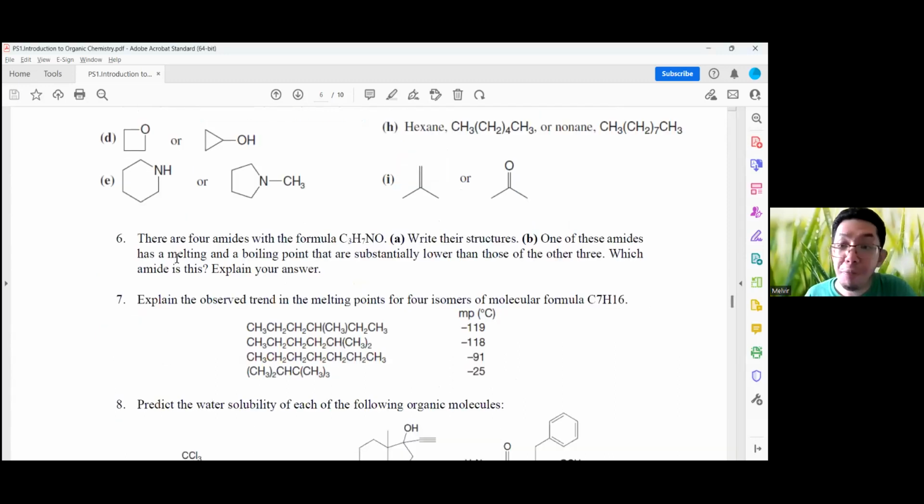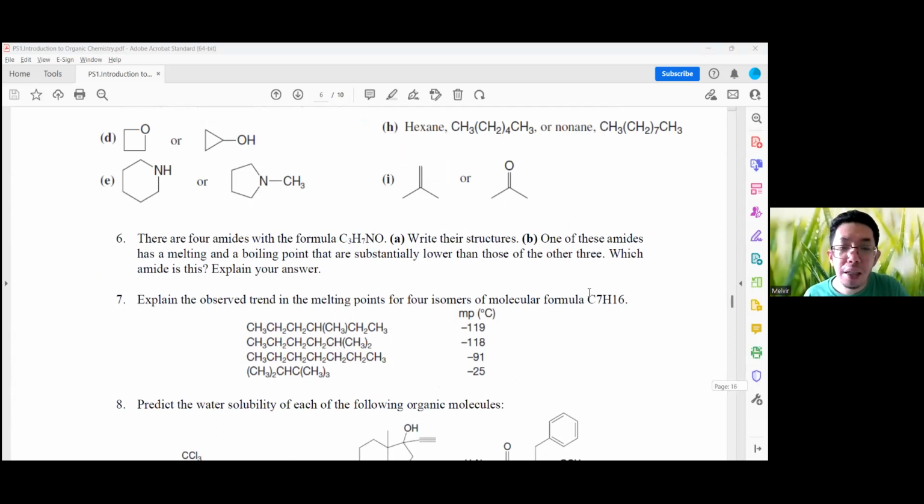There are 4 amides. So this time, Josh, you need to provide me the structure for these amides, no? There are 4 amides with the formula C3H7NO. So that is the formula for your amides. So, letter A, write their structures, no? Ilang kayang amides ang kaya mong mabuo dyan? So, i-check natin kung ilan. Baka malay mo, mas marami kang amides na mabuo dun sa naisip ko.